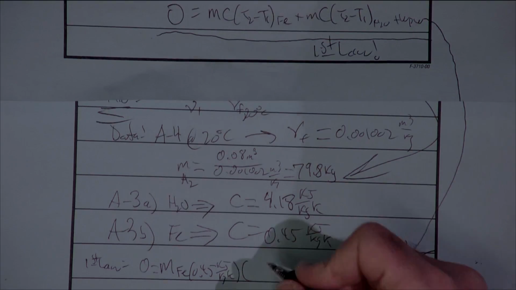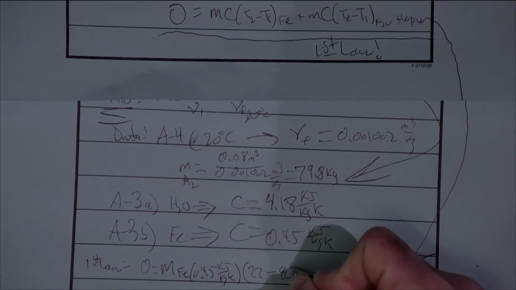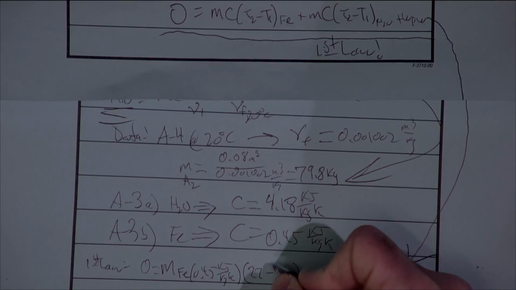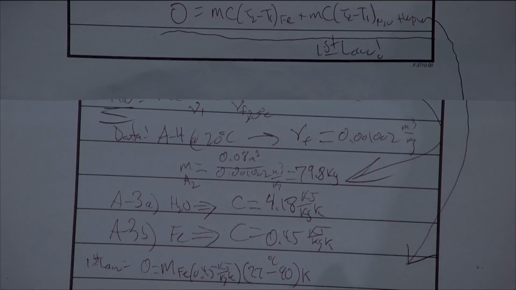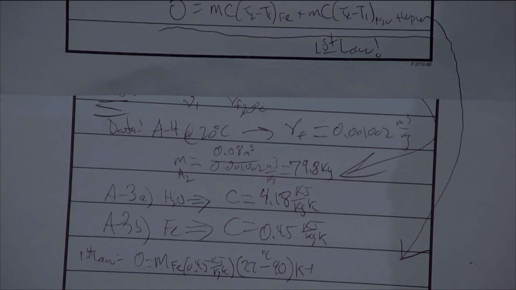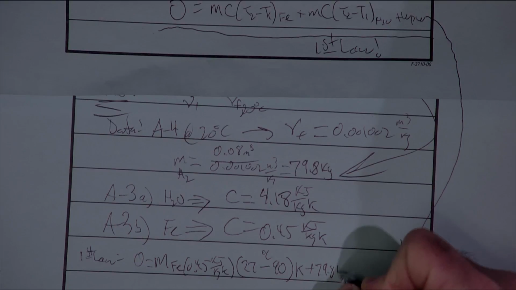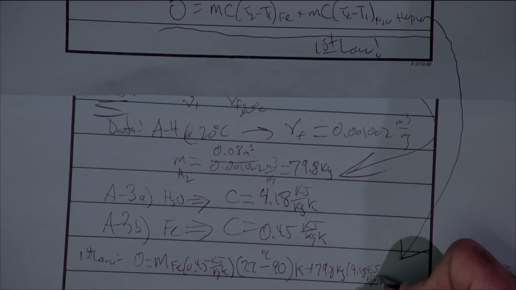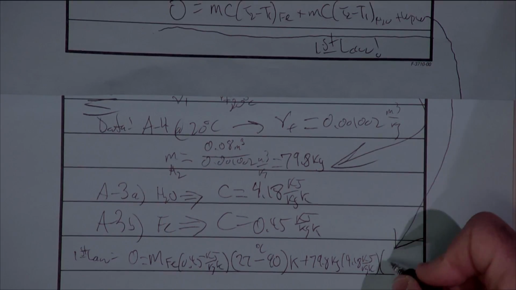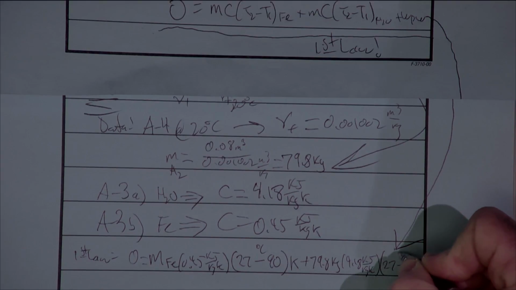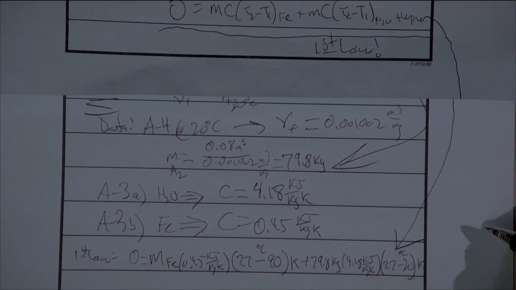So T2 is 27, T1 is 90. That's the temperature difference in Kelvin, even though these are both degrees Celsius. That's OK. I didn't do this by accident. This is on purpose. Now we add to this the mass of the water, which we found as 79.8 kilograms. The heat capacity is 4.18 kilojoules per kilogram per Kelvin. And I'm going to do the same thing for the temperature difference here that I just did for the iron. The final temperature is 27. The initial temperature is 20. Even though those are both degrees Celsius, it's the same as the temperature difference in Kelvin.